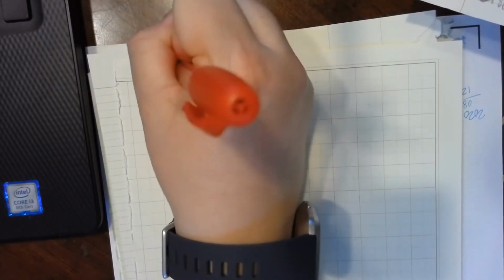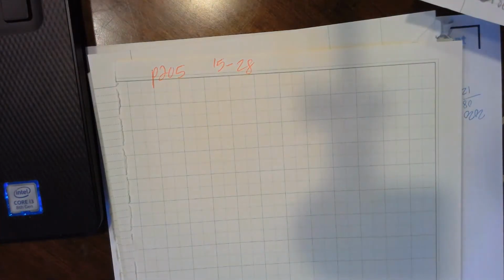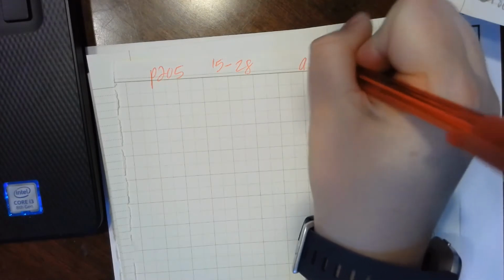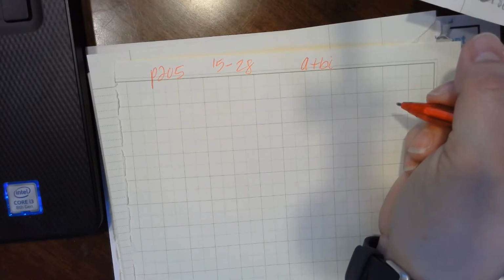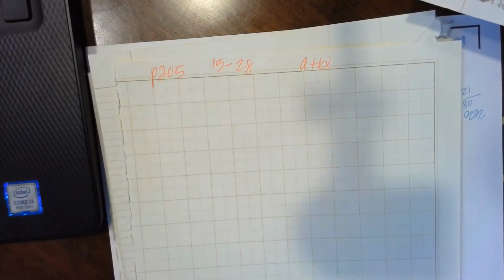All right, so we are working on page 205, and we're doing the second half, which is numbers 15 through 28, okay? We're going to do them all. So just a reminder that we're working with a plus bi as our equation formula, okay? And so for numbers 15 through 28.